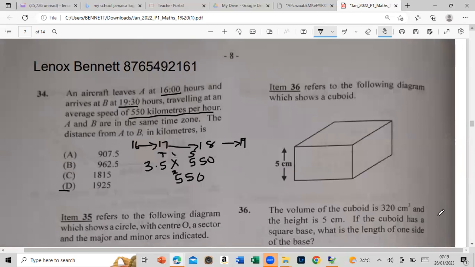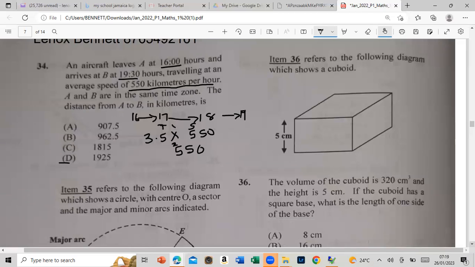So we are on to 36. Item 36: refer to the following diagram, which shows a cuboid. The volume of the cuboid is 320 centimeters cubed, and the height is 5 centimeters. If the cuboid has a square base, what is the area of one side of the base? Alright, so let us examine it. So how do we find the volume of a cuboid? Prep students also know, it's length times width times height.